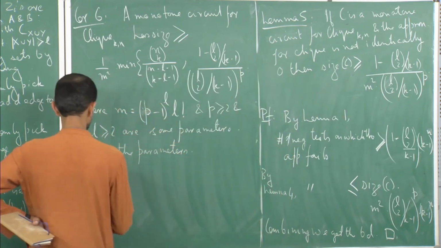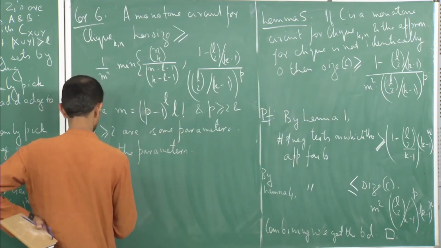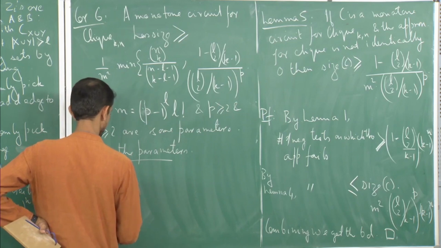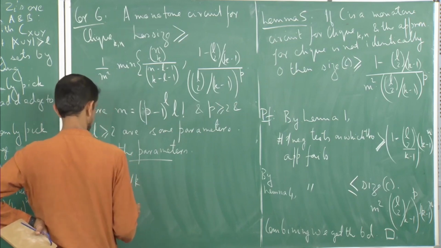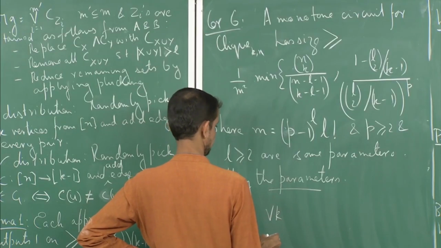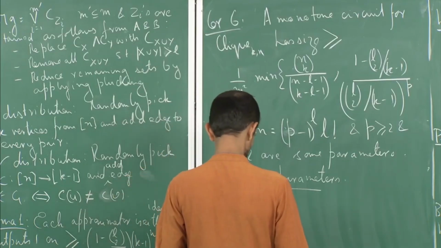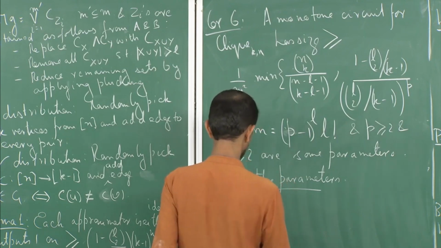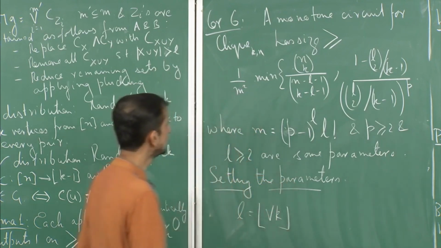So we set L to be root k, and let's say it is the... we need floor or... okay. Yeah, so just one more thing here.